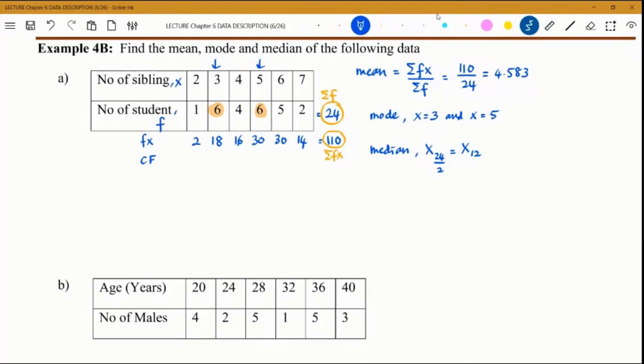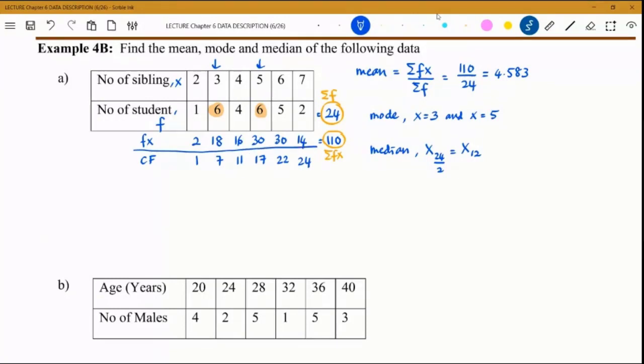So cumulative frequency pertama adalah 1. So 1 tambah dengan 6 kita akan dapat 7. 7 plus 4 we get 11. 11 plus 6 we have 17. 17 plus 5 we get berapa? 22. And then 22 will be 24. Okay, so ini adalah CF ataupun cumulative frequency.